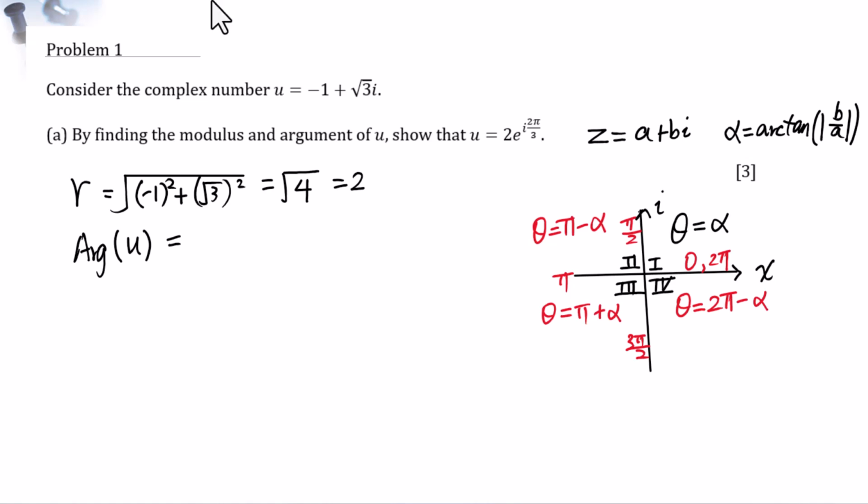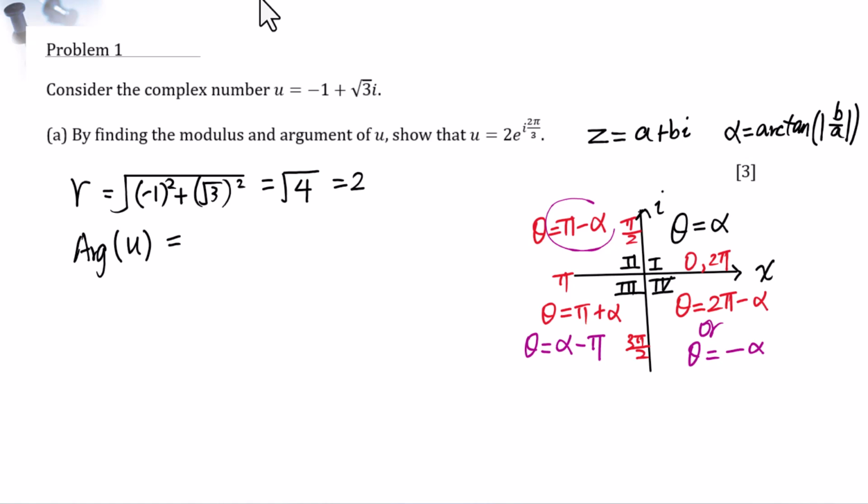You can also make an argument into a negative angle. For the fourth quadrant, this theta equals negative alpha. For the third quadrant, this theta equals the opposite of this, which is alpha minus pi.